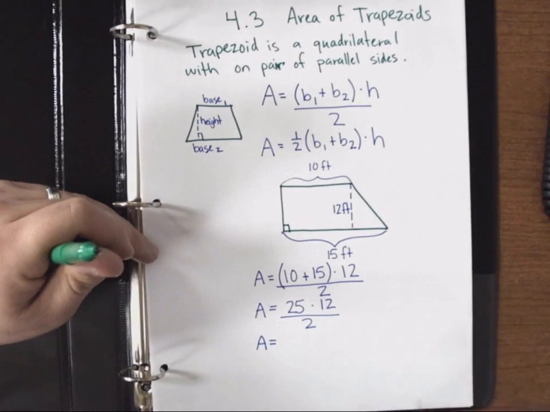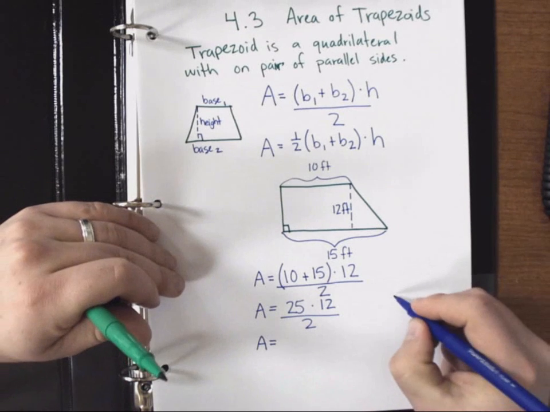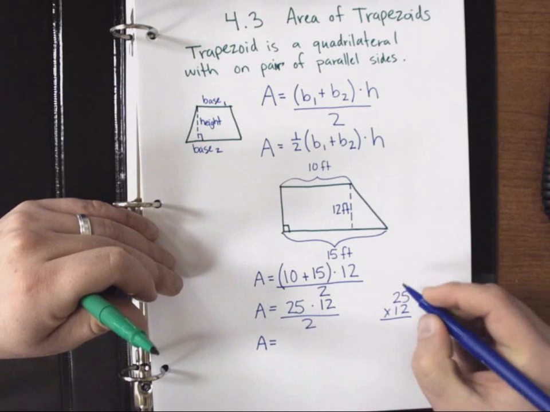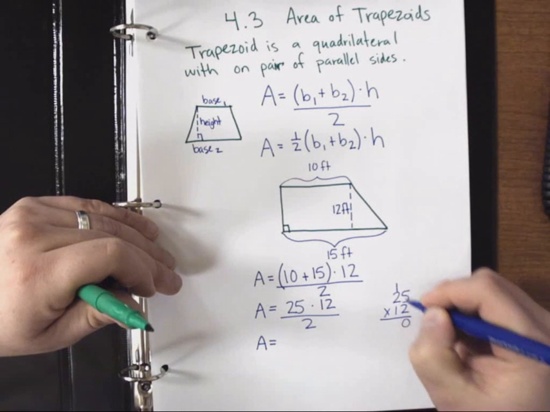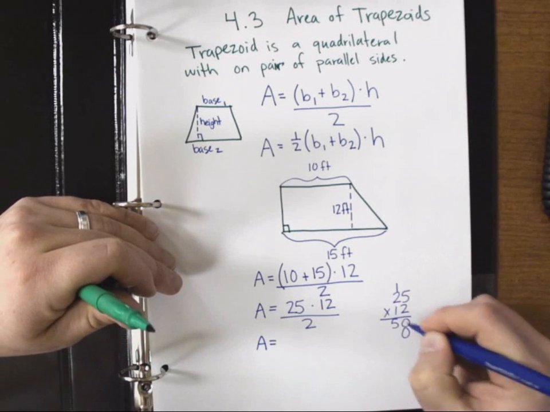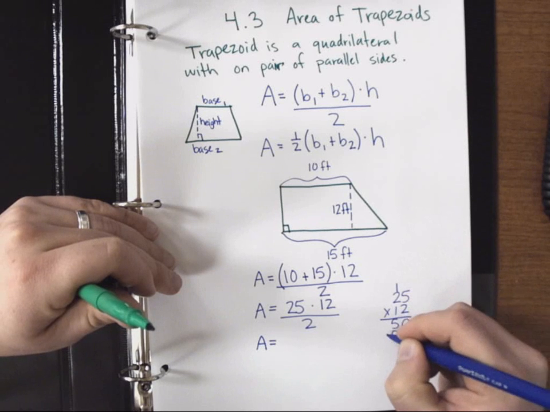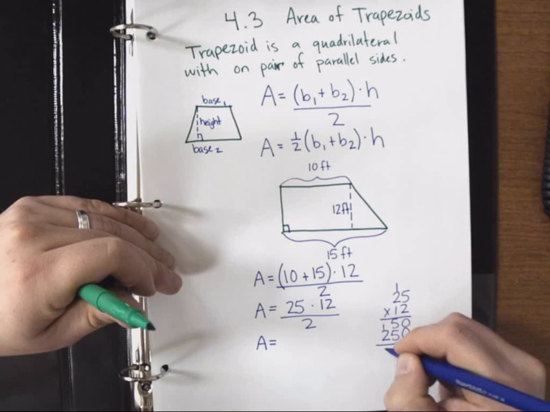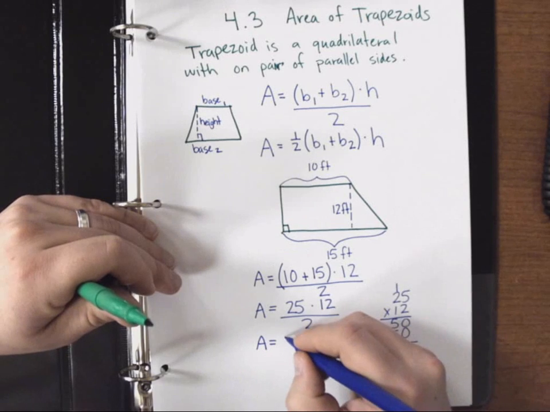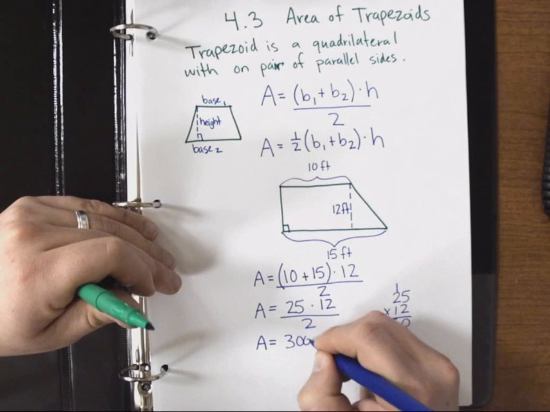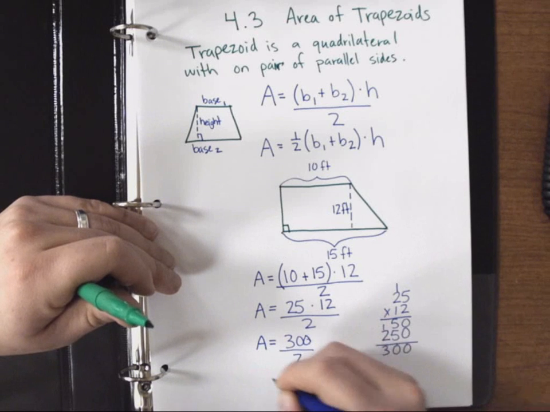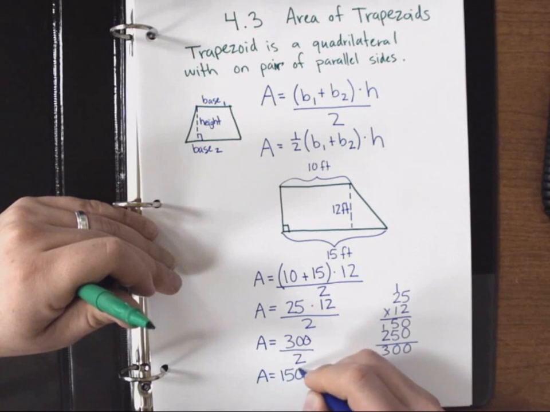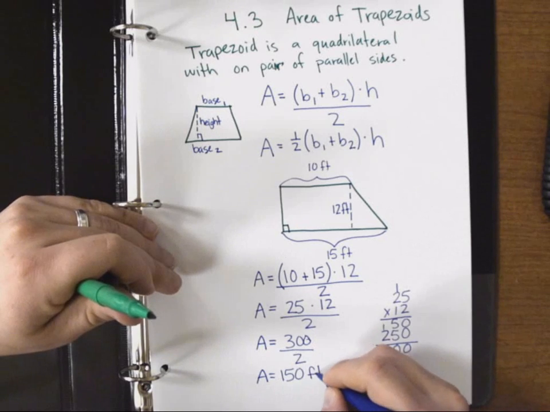Alright, so 25 times 12. 25 times 12 is going to give us 300. Okay, so we have 300 divided by 2, and my final answer is A equals 150 feet squared.